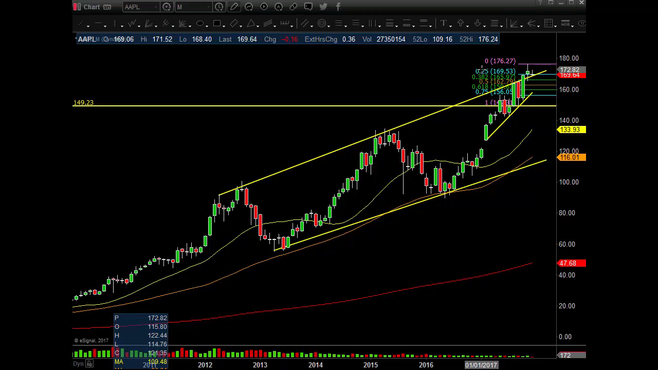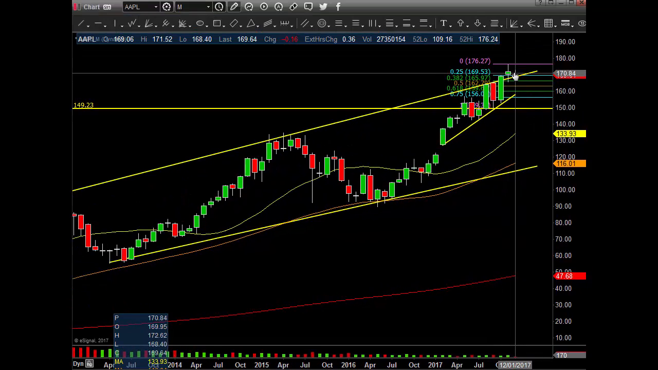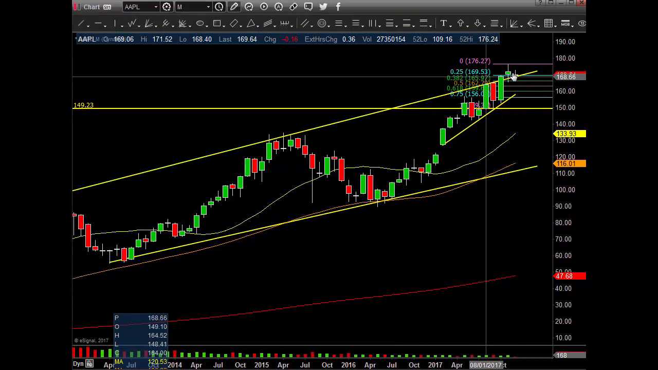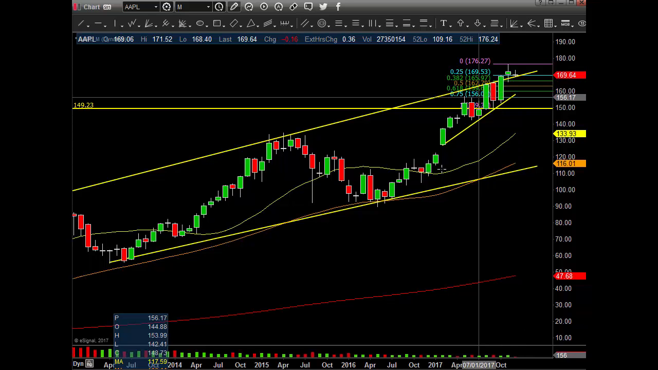We know the 175 was a big number. We know 180, 185, 190, 195, 200 would be the huge number for Apple. But right now it's struggling here right around the 175. So we'll see what happens. As long as it stays above this trend line, it's doing okay. This is a monthly chart. So it's resting right on there, right around the 169.53 area. So we're going to keep an eye on that.